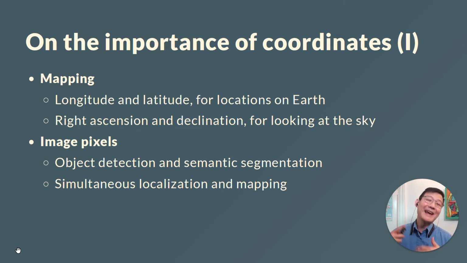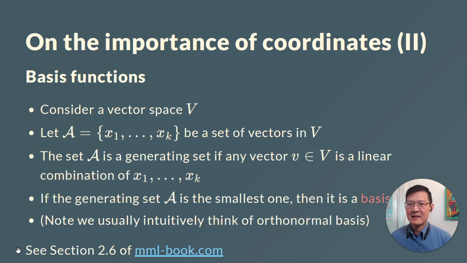If you're looking at the sky, if you're an astronomer, you use a very similar kind of coordinate system, but you call it right ascension and declination. If you're working on object recognition, you tend to use the pixel locations, but then these pixel locations also map to locations in the real world, and that mapping is not always obvious, and figuring out how to do that mapping is an open problem, right?